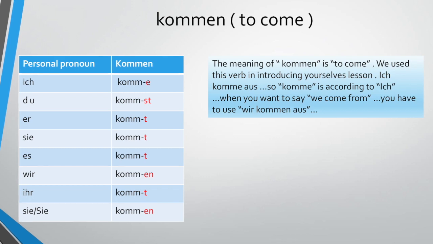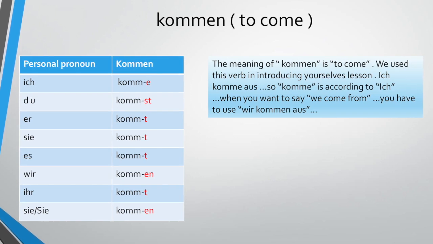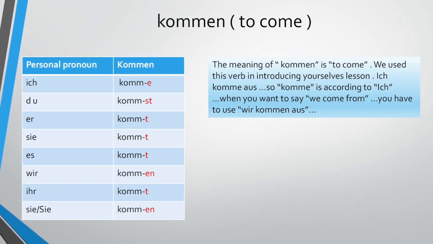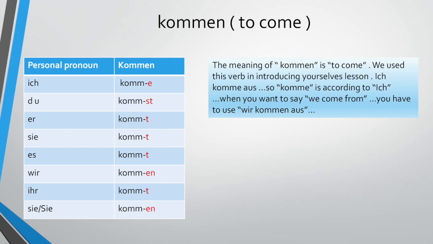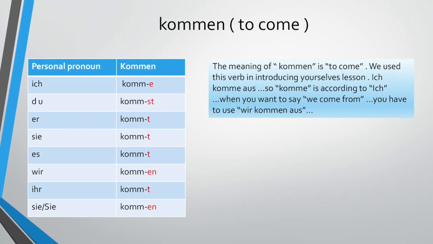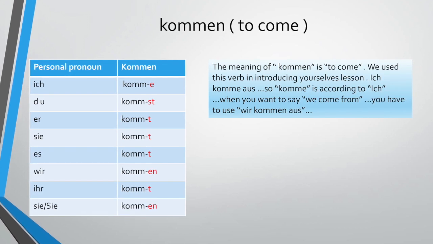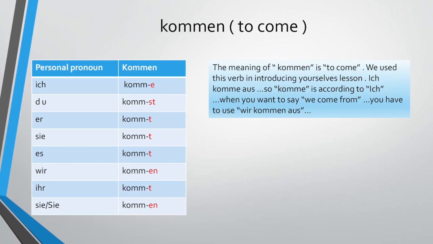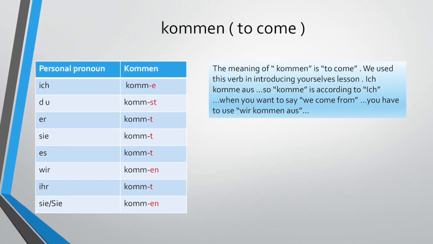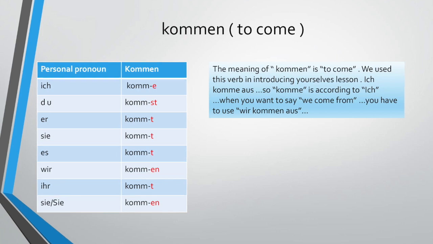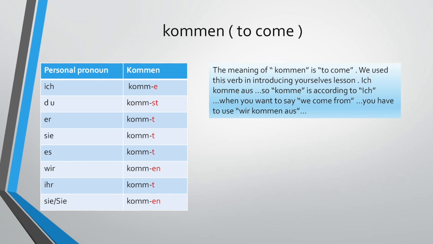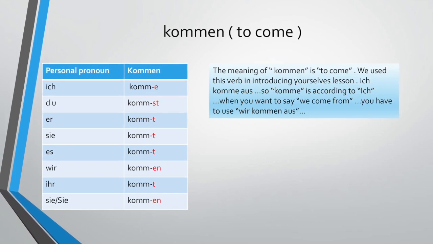Now the second verb is kommen. The meaning of kommen is to come. So we have used this verb when we were doing the sich vorstellen, introducing yourself lesson, when I said ich komme aus. So the verb kommen is also conjugated as per the personal pronoun. Ich komme, du kommst, you come. Er kommt, he comes. Sie kommt, es kommt, wir kommen, ihr kommt, and sie kommen.